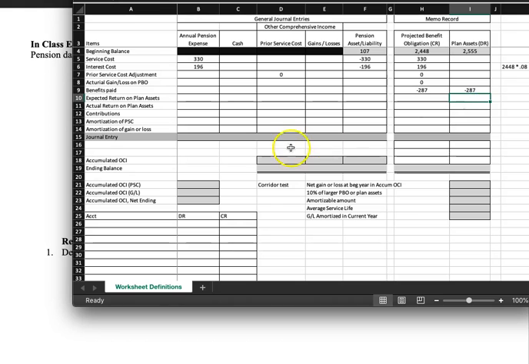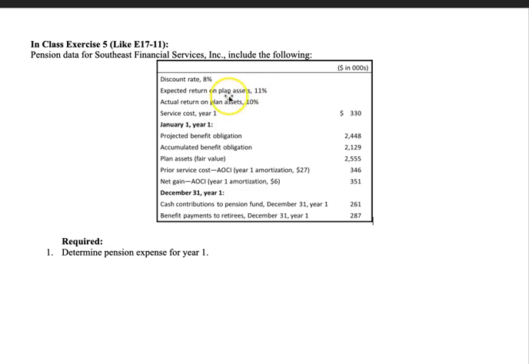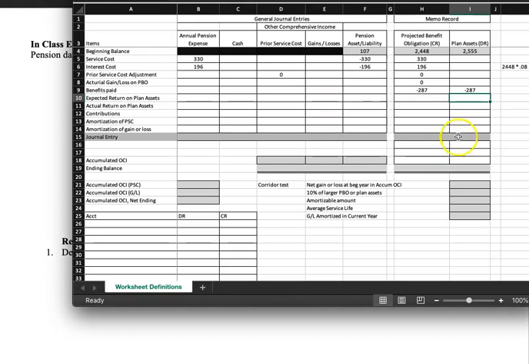So let's start with the expected return. What's our expected return? Well, it tells us our expected return is going to be 11% on our plan assets, I guess is a better way to say that. So we started the year with 2,555. We're going to multiply that by 11%. So again, beginning period, that's our plan assets, 2,555, times our expected return of 11%. And that's going to give me 281.05. Again, to keep it simple, we're just going to round to the whole, so 281.